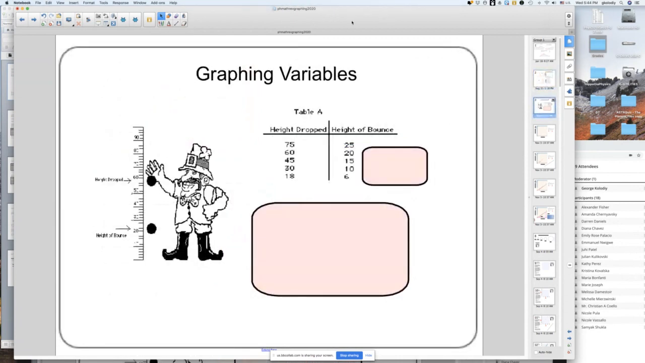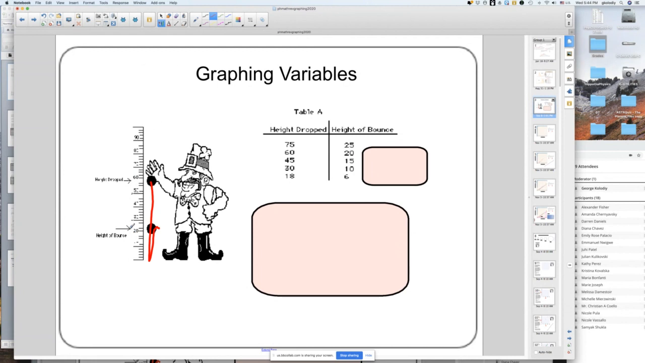Now, we're going to make graphs also. But let's look at the very simplest graph. Let's say I drop a ball from a certain height, and it drops down, hits the ground, and comes back up. So the ball drops, hits the ground, and bounces back up to this point. And I'm going to collect data. I want to see if there's a relationship between the height dropped and the height of bounce for this particular ball.